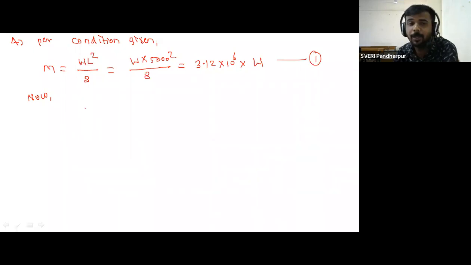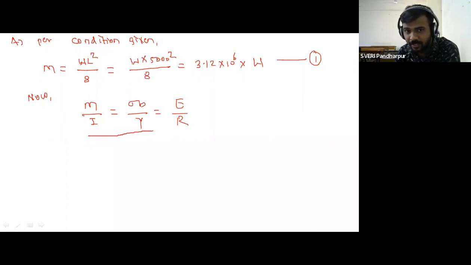What is the bending stress formula? M upon I is equal to sigma B upon Y is equal to E upon R. Do we need E upon R? No. We only take this one, the maximum. So put the value of M.